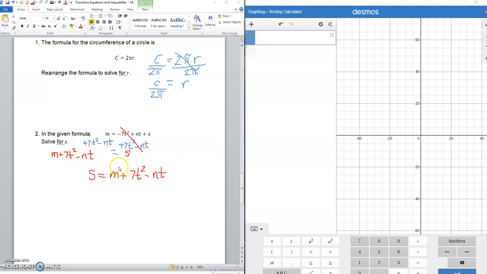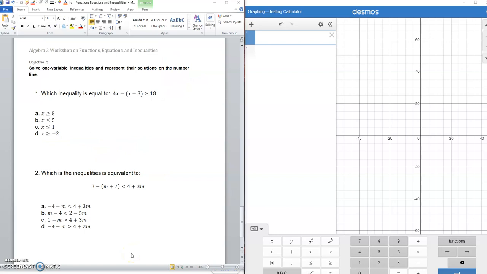Okay, so you all know that the equal sign permits this to switch places, so it's the same as S equals whatever that expression is. All right, we're on our last and final objective. Solve one variable inequalities and represent their solutions on the number line. Example number 1. Which inequality is equal to this?